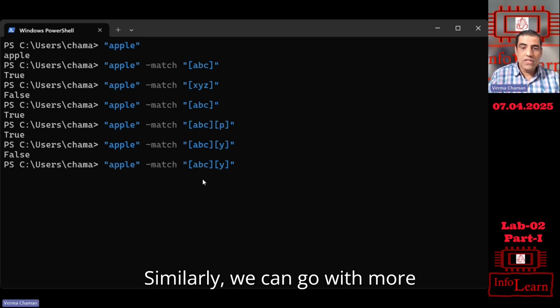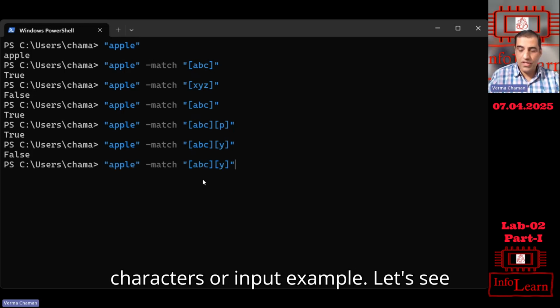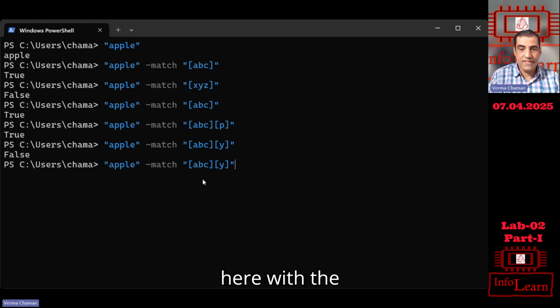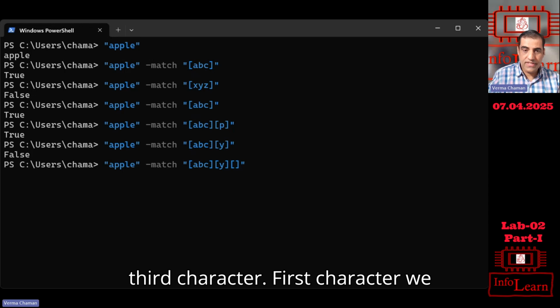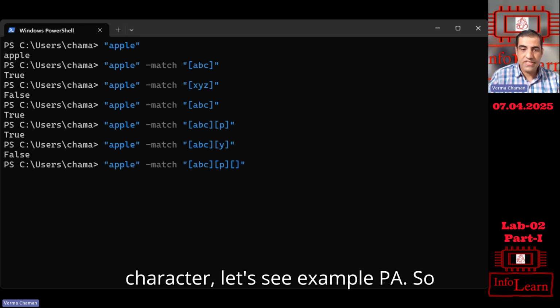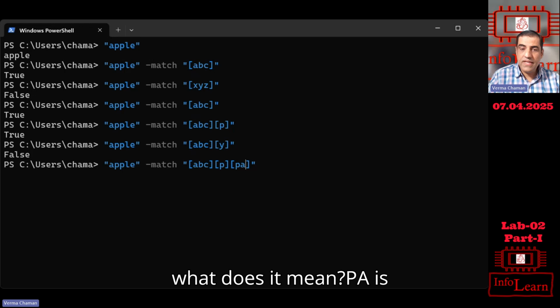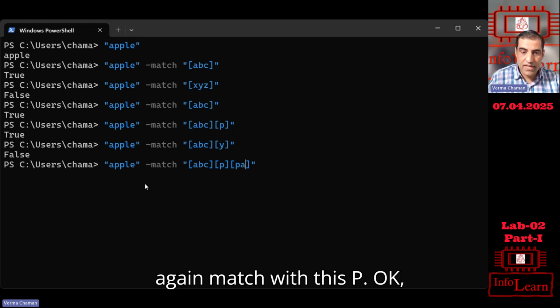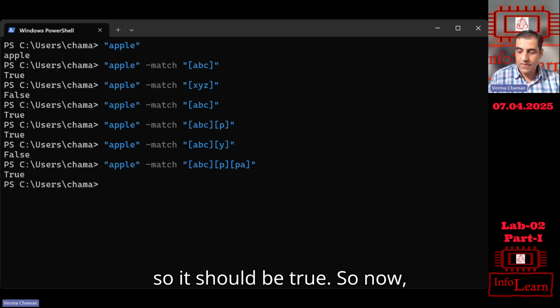Similarly, we can go with more characters of the input. Let's see with the third character. The first character we saw, for example P, is a match. For the third character, let's try PA. PA again matches with this P, so it should be true.